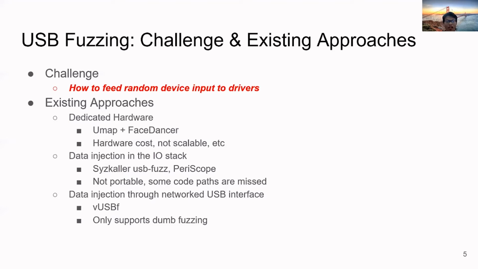Other work, like syzkaller USB fuzzing and Periscope, injects random device input at a certain layer of the I/O stack. Their implementations are usually tightly coupled with a certain OS version and cannot be easily ported to other operating systems. And as it is not an end-to-end approach, there are some code paths that are not covered. There is some other work trying to inject device data through the networked USB interface, for example, USBFuzz, but it only supports dumb fuzzing and is not able to leverage state-of-the-art coverage-guided fuzzing, which has been proven to be more effective.